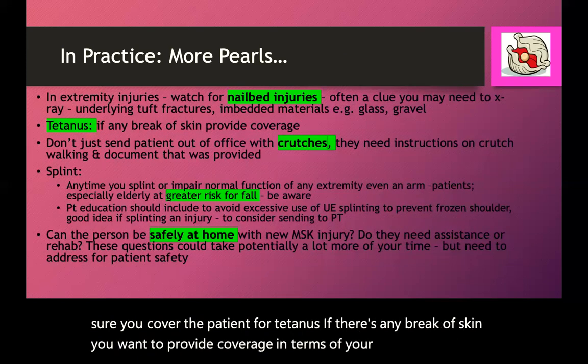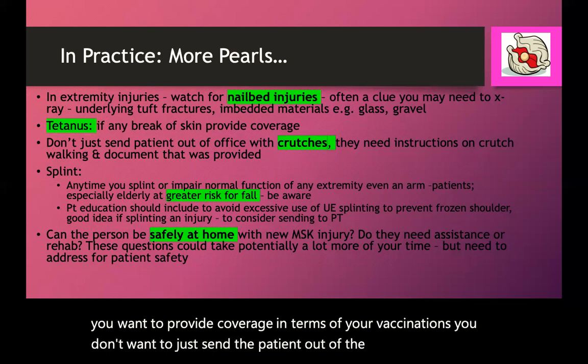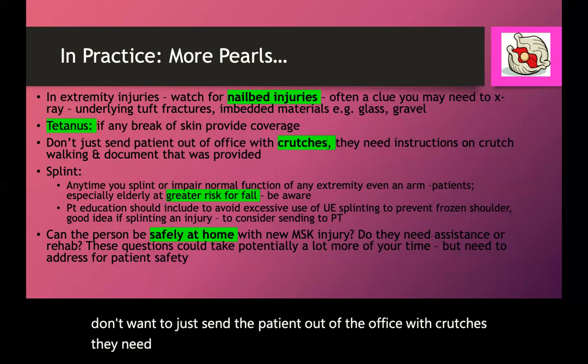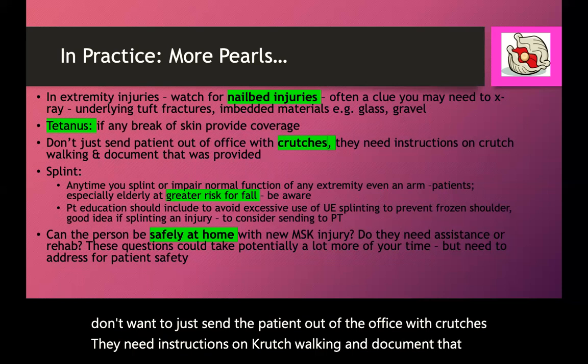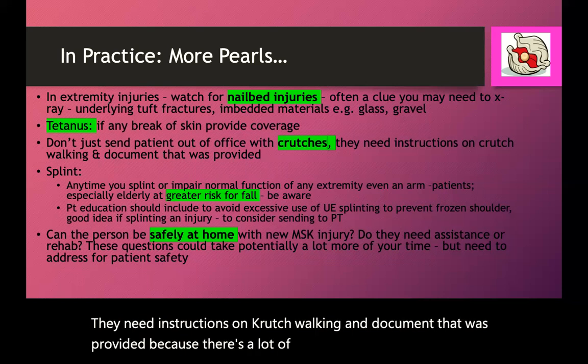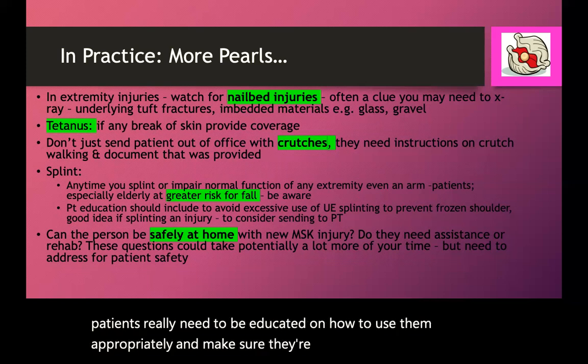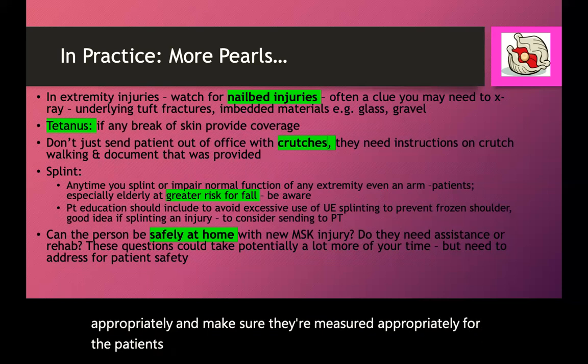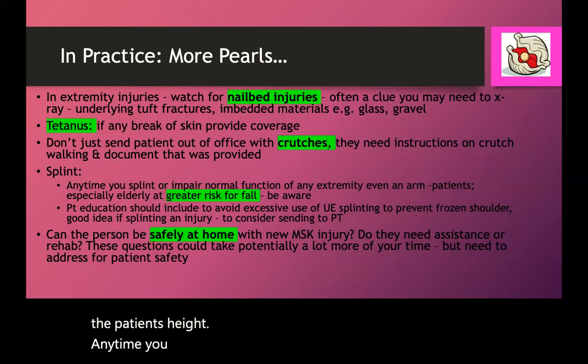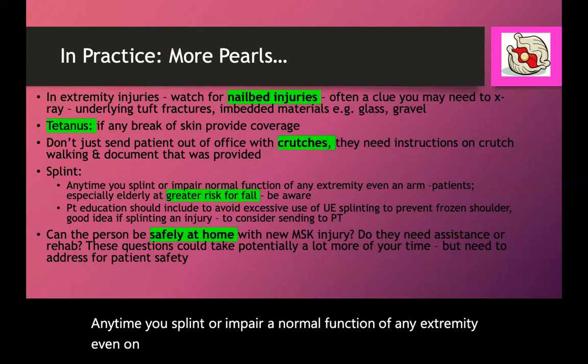You don't want to just send the patient out of the office with crutches. They need instructions on crutch walking, and document that it was provided, because there are a lot of falls associated with crutches. Patients really need to be educated on how to use them appropriately and make sure they're measured appropriately for the patient's height. Anytime you splint or impair a normal function of any extremity, even an arm, patients are at higher risk for falls, especially the elderly.